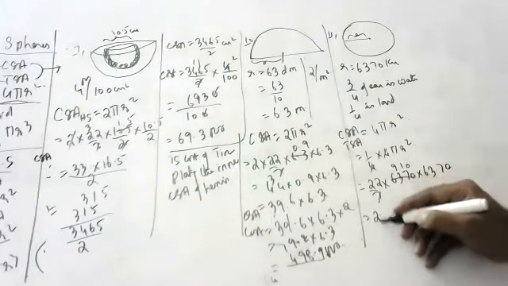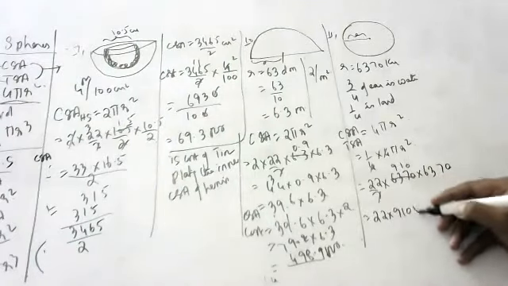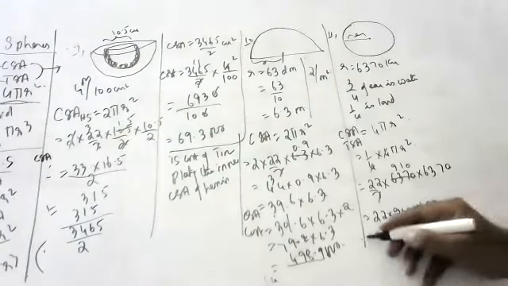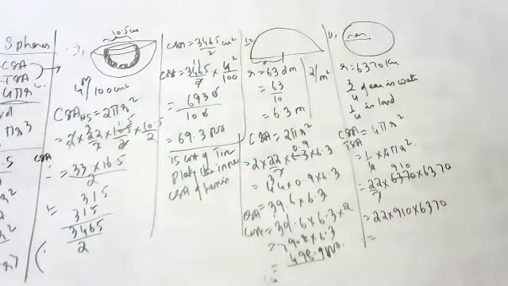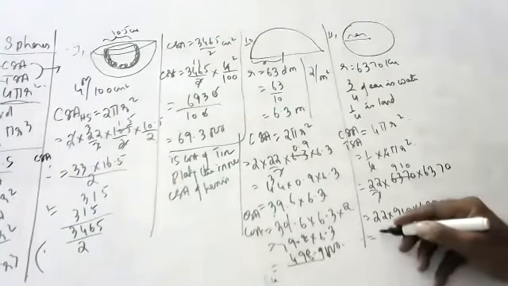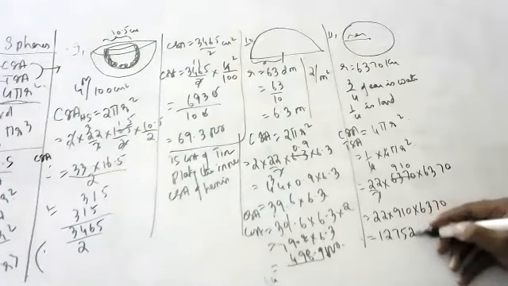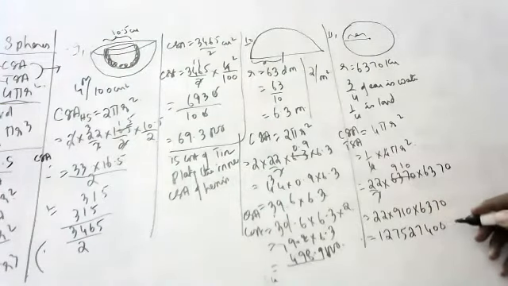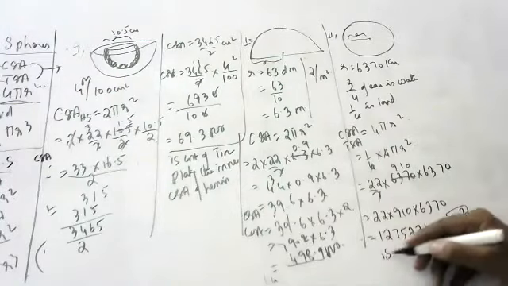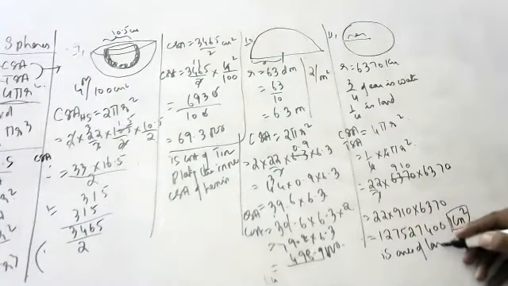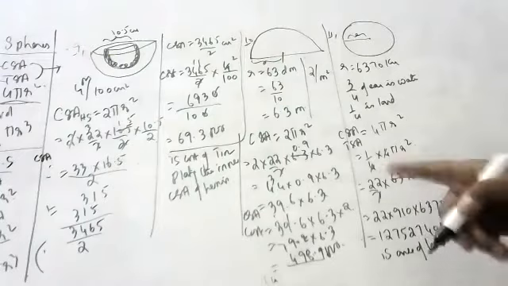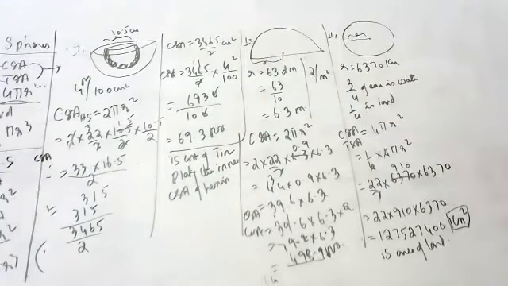Can anyone help me? 22 into 910 into 6370. The answer is 127,527,400 kilometer square, the area of land on the earth. I took only 1/4, children, because only 1/4 is land. 3/4 of the earth is covered with water. Okay, children, right. Thank you.